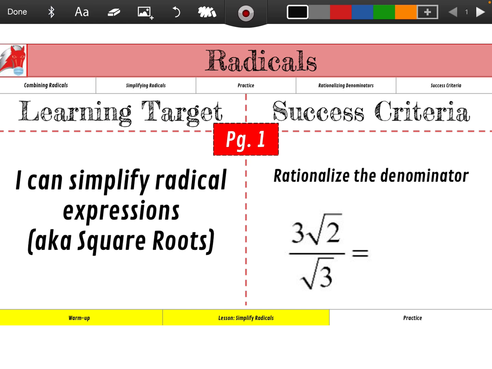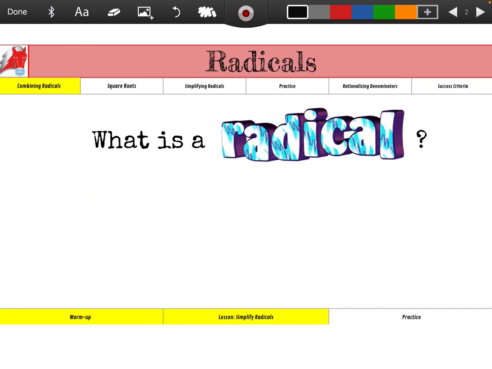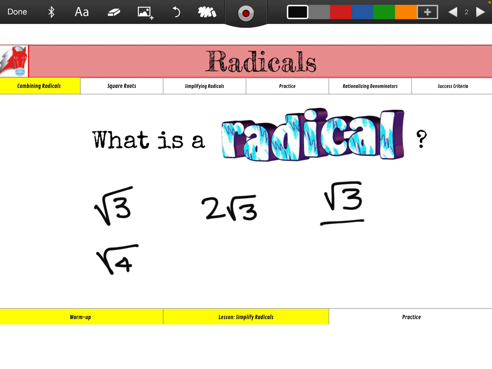Let's get started. So the first big question is, what is a radical? A radical is anything with a square root. So this is a radical. Okay, well, even this is a radical. It can just be solved or simplified. This is a radical. This is a radical. Anything with the square root, right? 2 times, that's a radical. So they can look all different kinds of ways, but the big thing is that a radical has a square root in it.